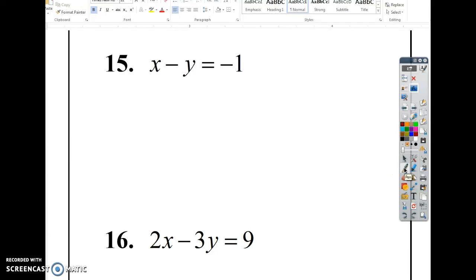I'm going to do 3 problems on this front sheet where it says don't ask why. Number 15, 20, and 24. Let's go ahead and start with number 15. We're solving for y. Draw your line.